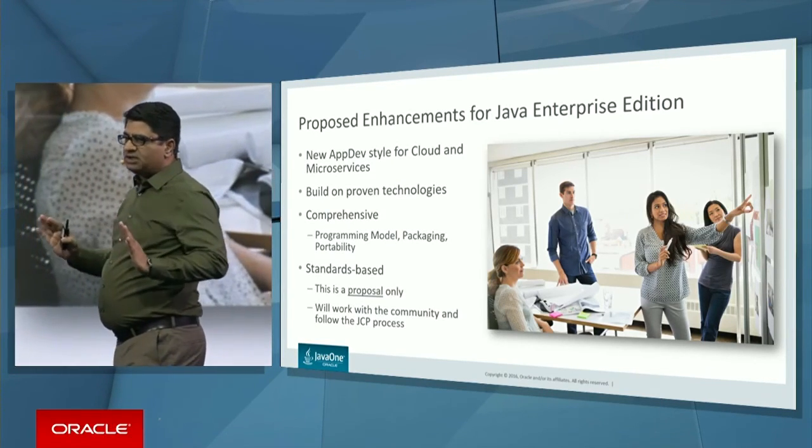One thing I want to make sure of here is that whatever I'm talking about is a proposal, right? This is a community process. We'll go through the process. We'll form expert groups where major vendors, some licensees, community members, JUGs, you'll contribute. And it'll be the expert group that decides what goes in individual JSRs and overall in the platform.